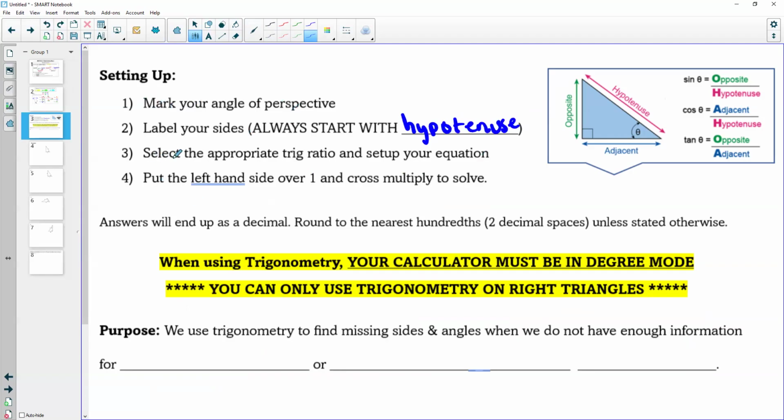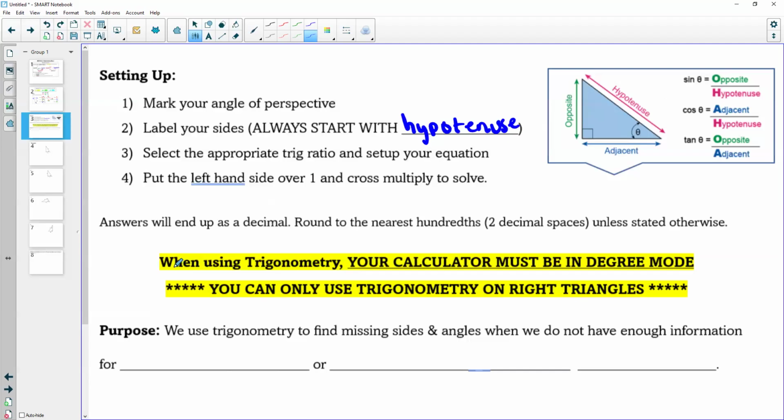Step 3, you're going to select the appropriate trig ratio and set up your equation, right? Trig ratio is referring to either sine, cosine, or tangent based off of the given sides you're working with. And then step number 4 is you're going to put the left-hand side of your equation over 1 and cross multiply to solve, okay? Your answers will end up as a decimal, okay? What we'll do here is we're going to round to the nearest hundredths, which means 2 decimal places unless stated otherwise.